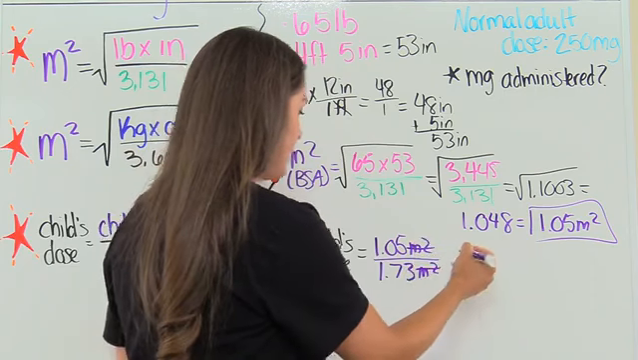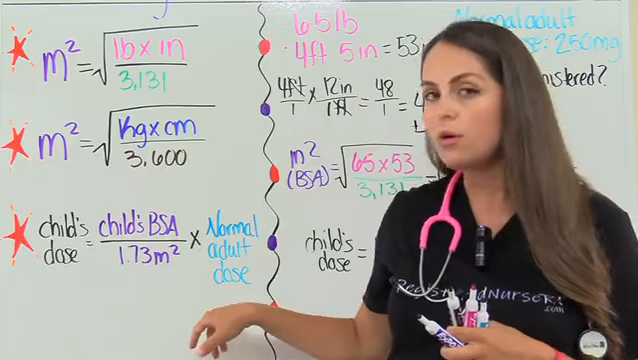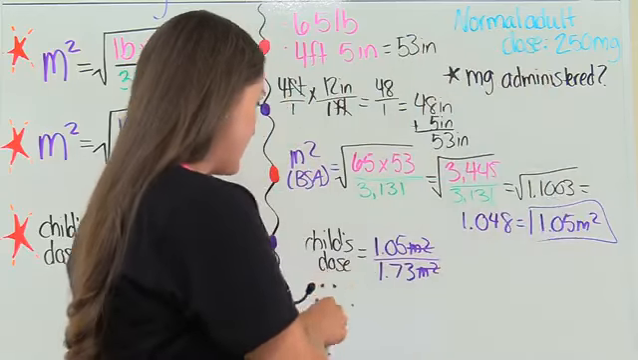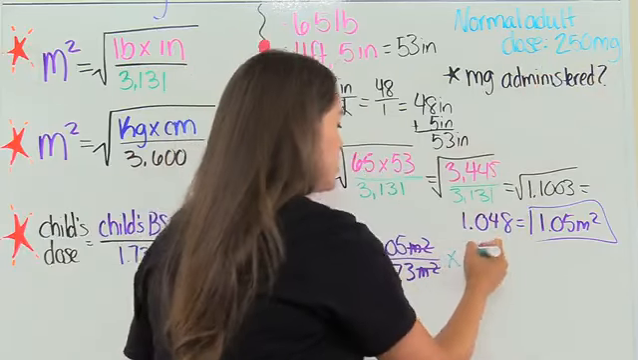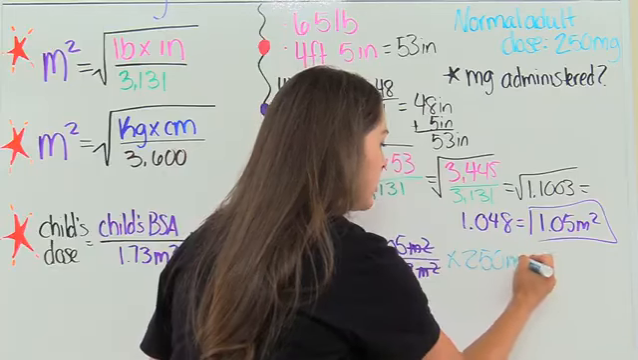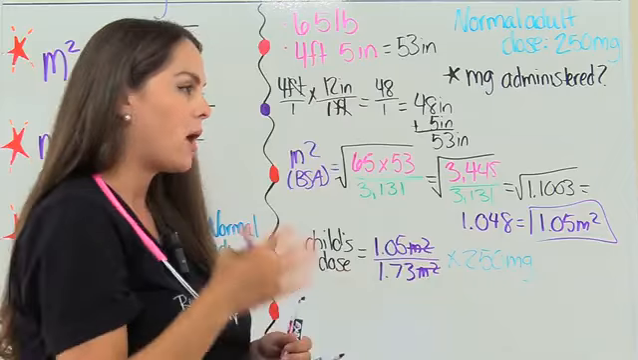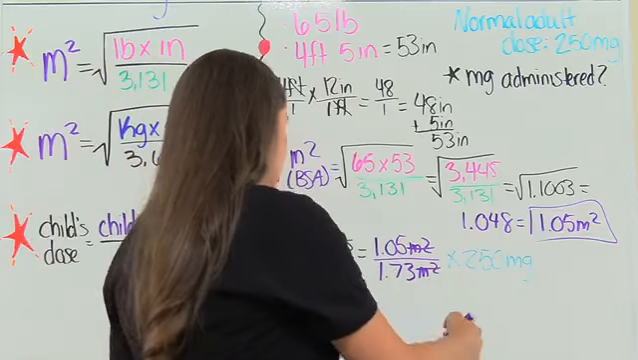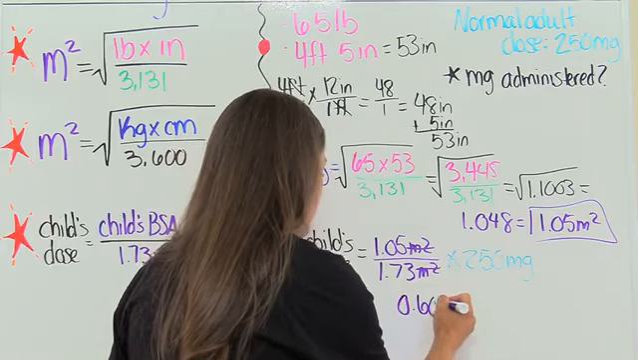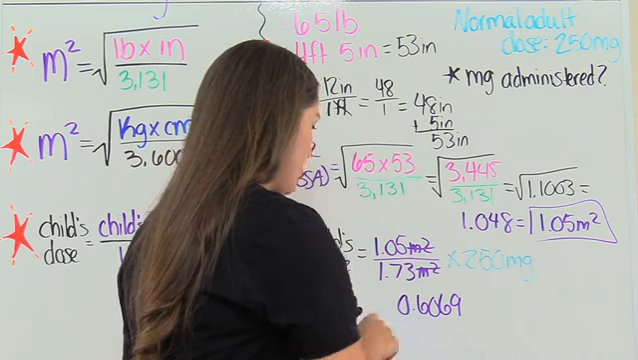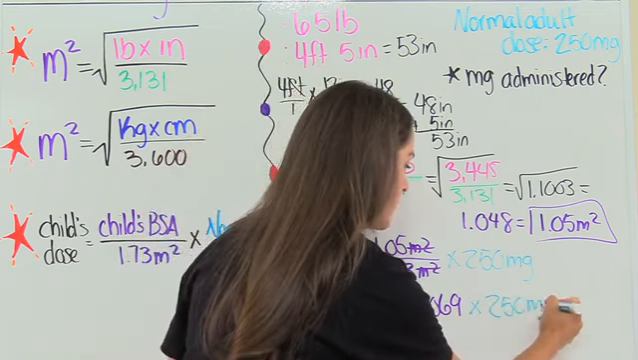We're going to divide that, and then we're going to multiply that by the normal adult dose. So we'll go ahead and add that real fast. And what was our normal adult dose? That scenario told us 250 milligrams. So 1.05 divided by 1.73 gives us 0.6069, and we're going to multiply that by 250 milligrams.